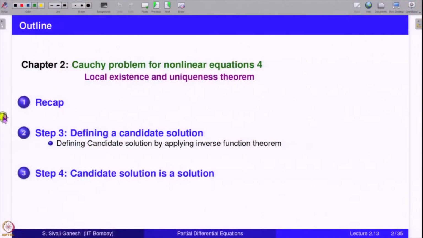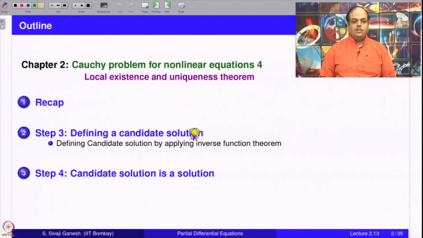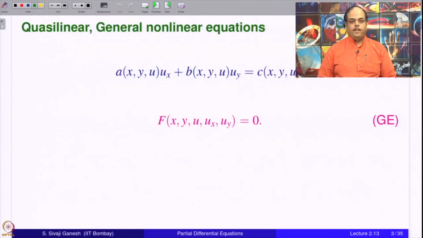In this lecture, we are going to complete the proof of the local existence and uniqueness theorem for Cauchy problems for the general nonlinear equations. So, we start with a recap of what happened so far, and then we go to step 3, which is defining a candidate solution. We will define a candidate solution by applying the inverse function theorem, and then we show that the candidate solution is indeed a solution.